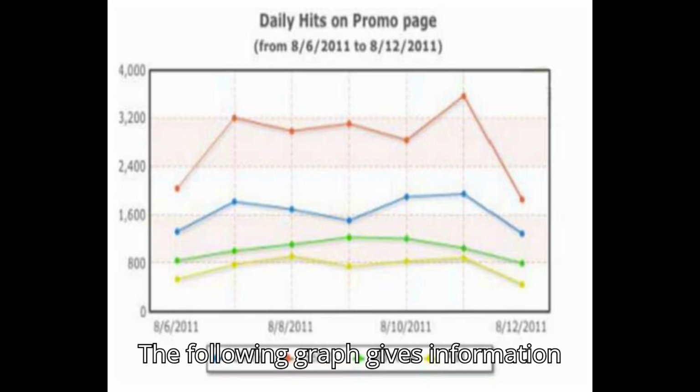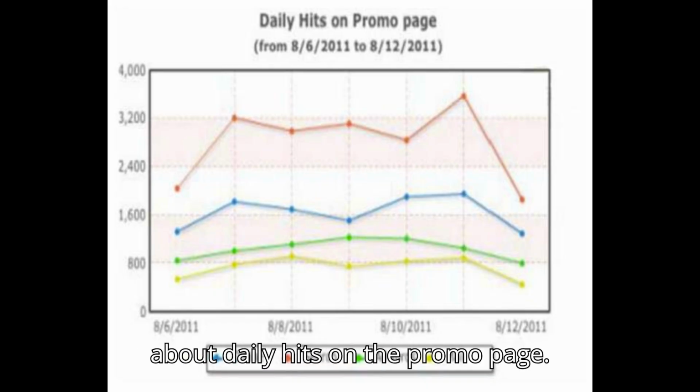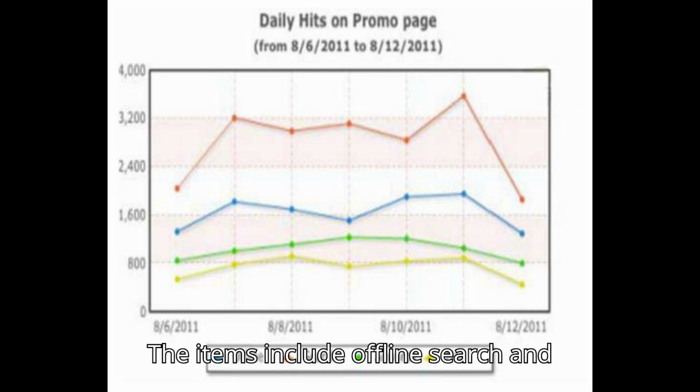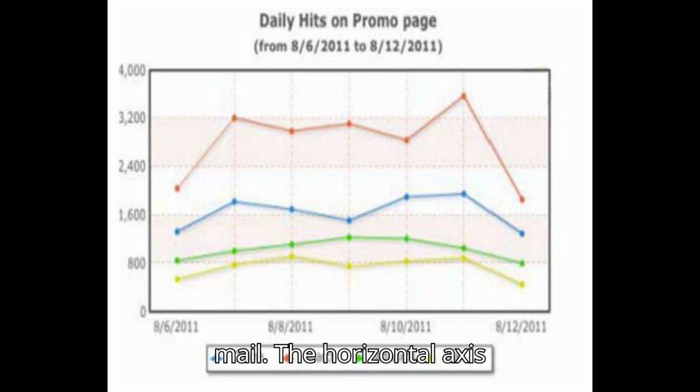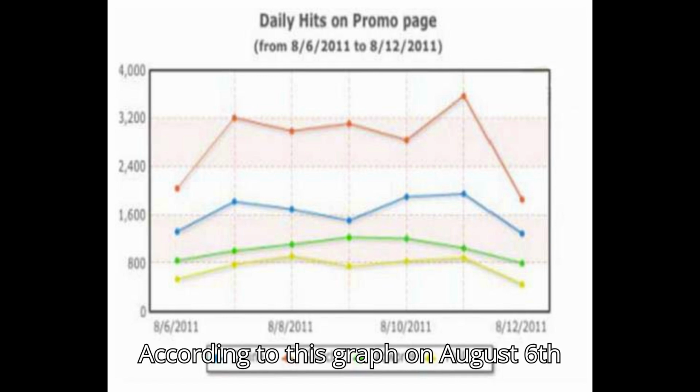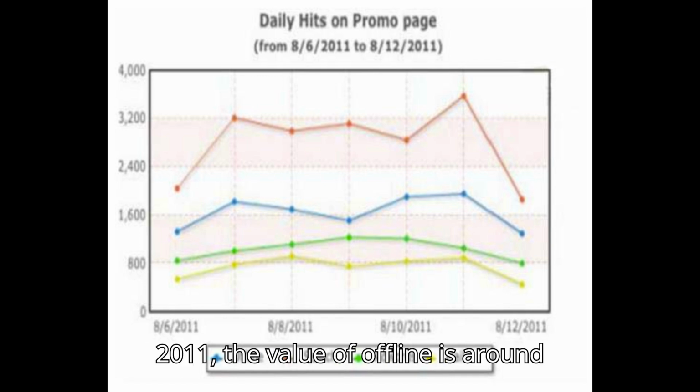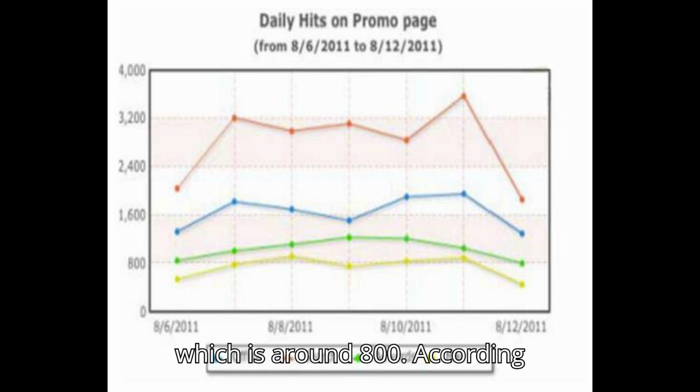The following graph gives information about daily hits on the promo page. The items include offline, search, and mail. The horizontal axis is the date, ranging from August 6, 2011, to August 12, 2011. According to this graph, on August 6, 2011, the value of offline is around 1500, and that of AdWords is lower, which is around 800.